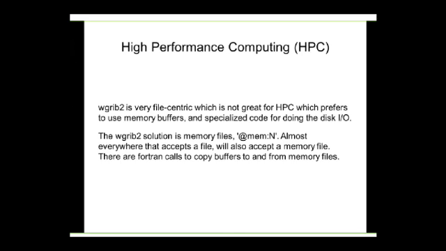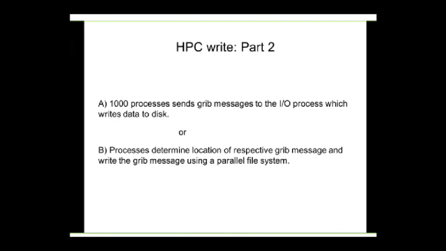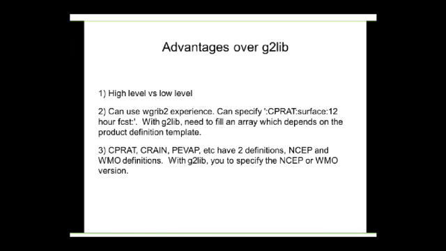Okay, advantage over G2: it's high level versus low level. You could use your wgrib2 experience by saying this. With G2 you have to set an array of numbers, right? I'd rather do this than set an array of numbers. Some variables have two definitions, a WMO definition and an ANSIP definition. If you want to write robust code, you say, do I find CPU rate, a WMO? No, let me try the ANSIP definition. That's if you want to do robust code. wgrib2 says, oh, CPU rate, same.